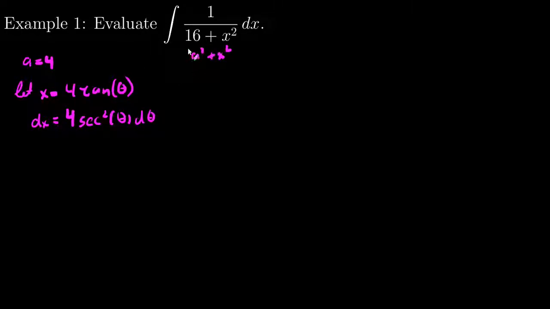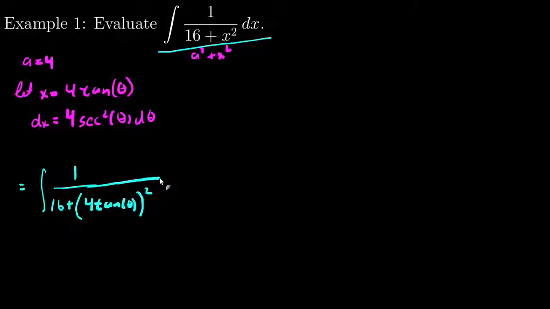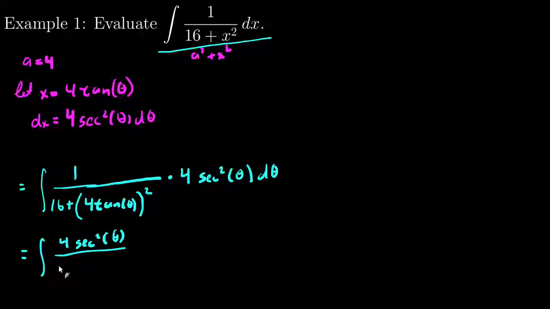And this allows me to rewrite this integral as the integral of 1 over 16 plus, and I'll put this all in here for once, I usually sort of skip this step, but I'll have a 4 tangent of theta all squared times, and dx is 4 secant squared theta d theta. Now, reducing this down a little bit, I'll end up with the integral. I'll have 4 secant squared theta in the numerator. I'll have 16 plus 16 tangent squared theta in the denominator, all d theta.